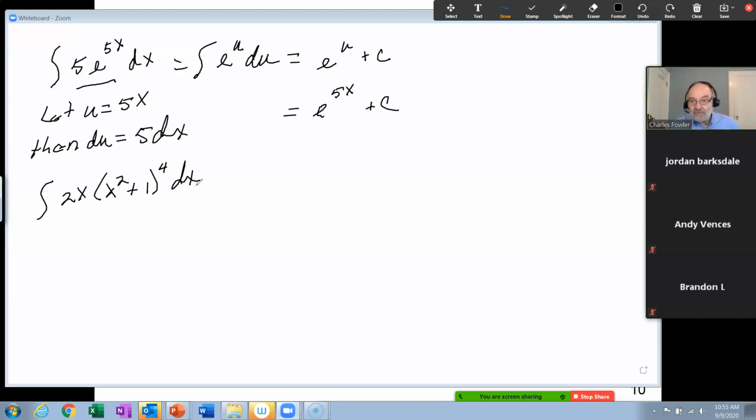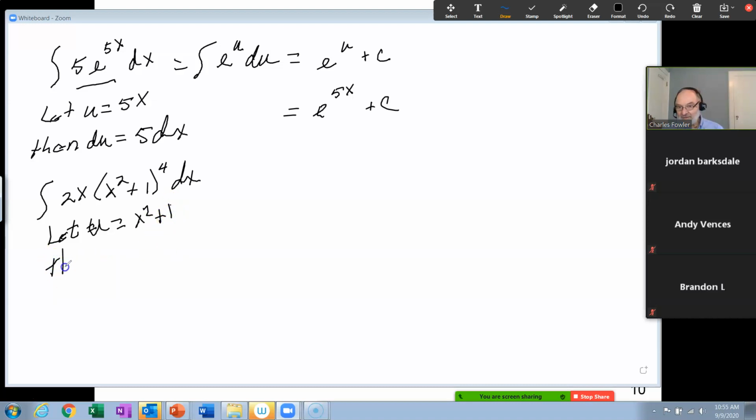Okay? Do you see what would be your choice of a u substitution? Let u equal what? In my mind, find the most complicated part of that integrand. That's this thing raised to the 4th power, right? Let the innermost part of that be your u. So there is the u right there. Let u equal x squared plus 1.